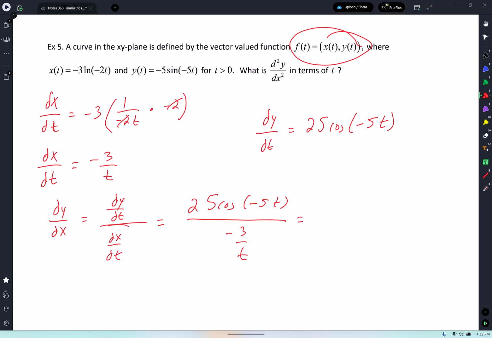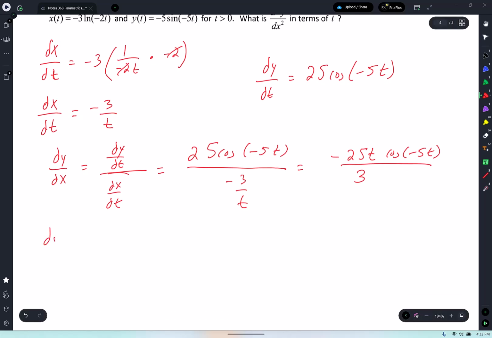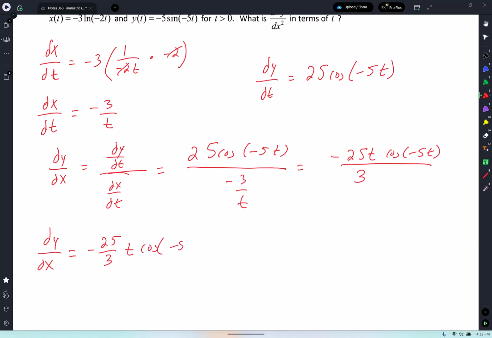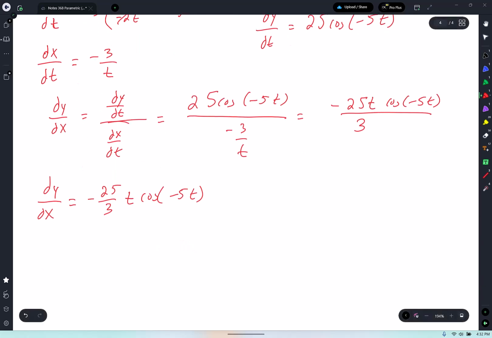Let's see. -25t cosine of -5t over 3. I guess if you don't like that, you can write it like this, which I am because I don't like it. dy/dx, I'm going to write it as -25 over 3 t cosine of -5t. That way I don't have a fraction. Are we okay, guys?